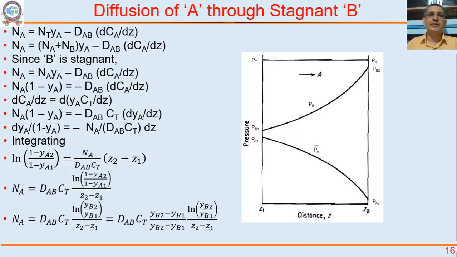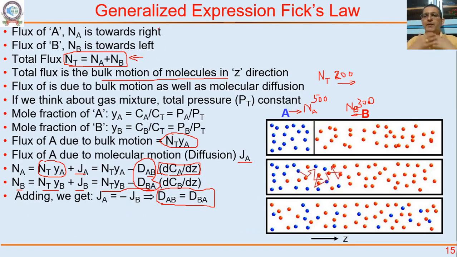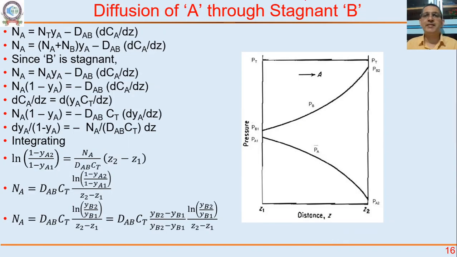Second, sometimes we have diffusion of A through stagnant B. That means overall, if I am an outside observer observing this screen, it is as if molecules of B are not moving. That is the meaning of stagnant B.